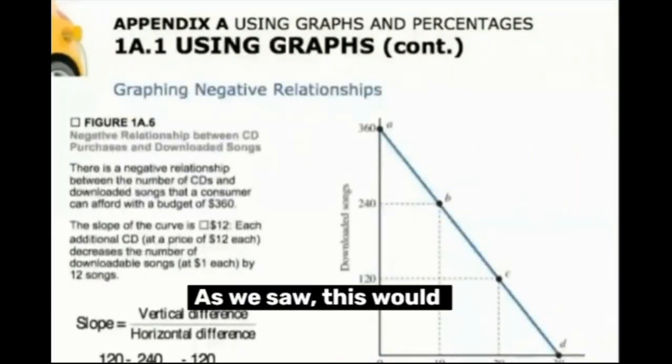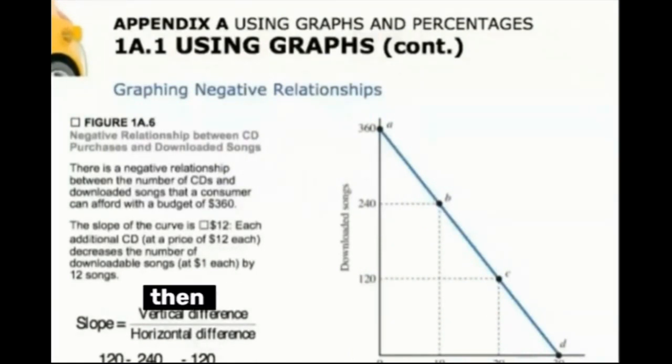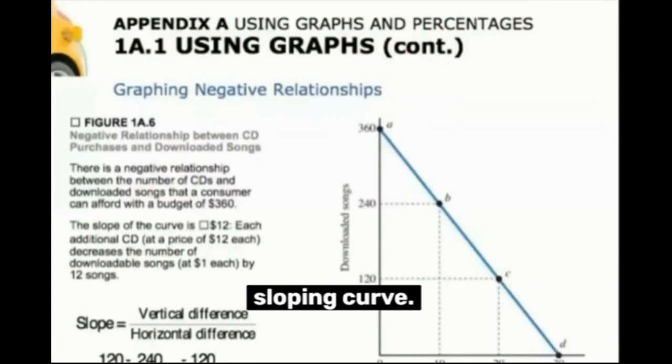And if we wanted to graph a negative relationship as we saw, this would be the two variables moving in the opposite direction. Then we would have a downward sloping curve, and the result of that is a negative slope.